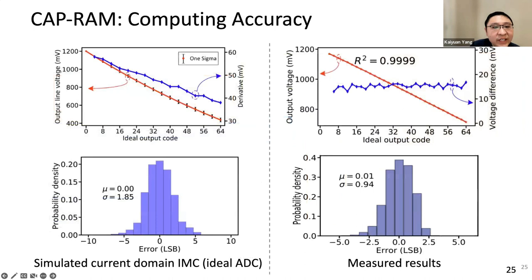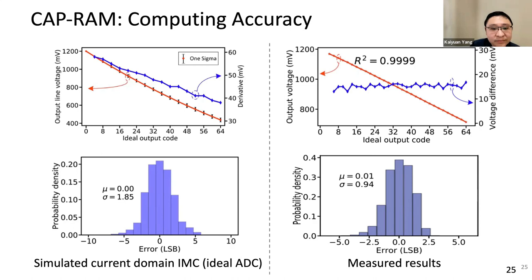So here are some of the simulation and measurement results. In simulation, compared to the current domain computing, which has this nonlinearity, this is our measurement result. And it shows almost perfect linearity for the computing result. Translating that to a computing error with random input and weights, we have a standard deviation of 0.9 LSB versus 1.8 LSB, as you will see in current domain computing.